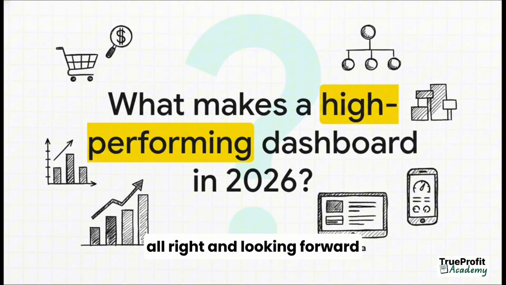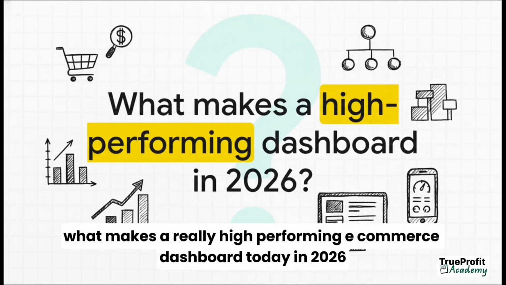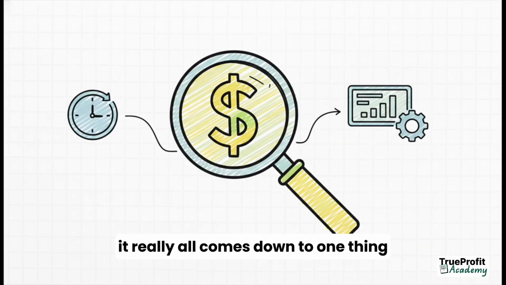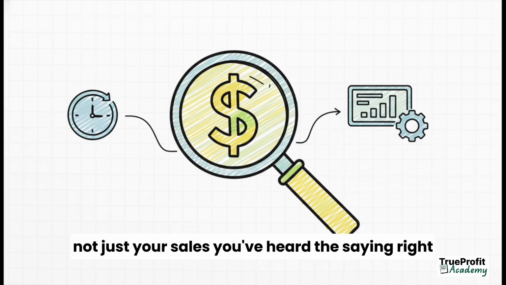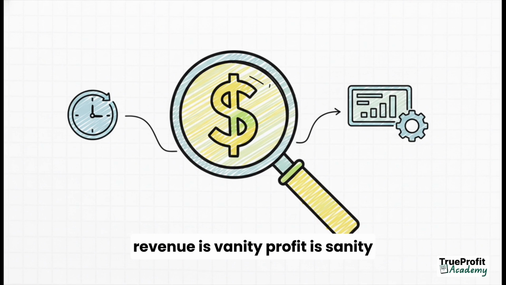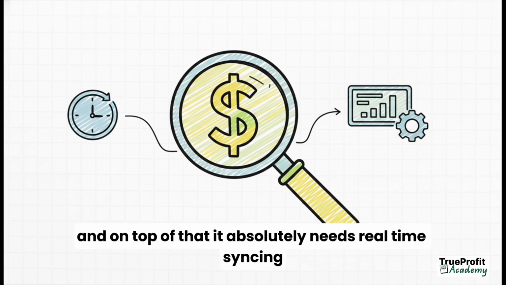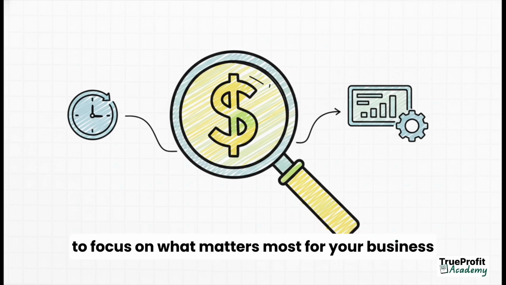All right, and looking forward, what makes a really high-performing e-commerce dashboard today, in 2026? It really all comes down to one thing. It has to give you clear visibility into your profit, not just your sales. You've heard the saying, right? Revenue is vanity, profit is sanity. That's what it's all about. And on top of that, it absolutely needs real-time syncing and views that you can customize to focus on what matters most for your business.